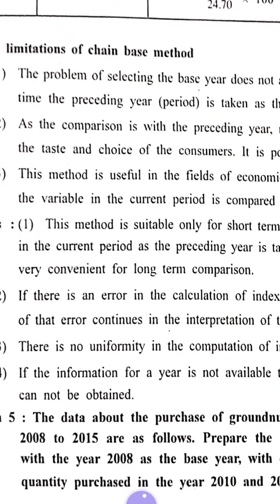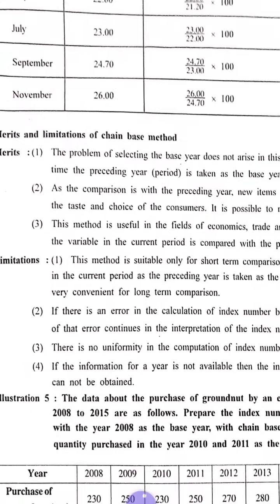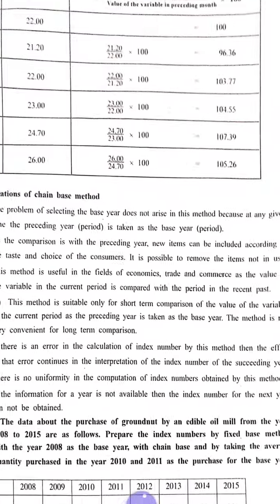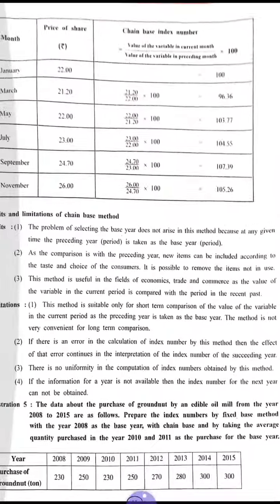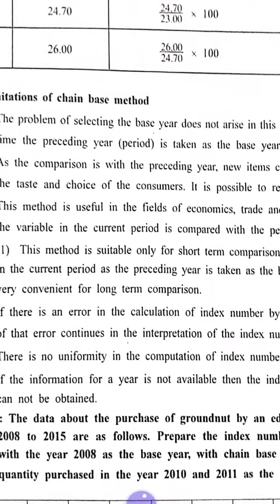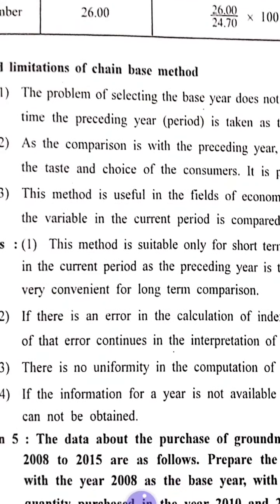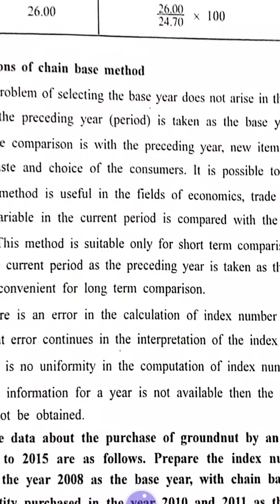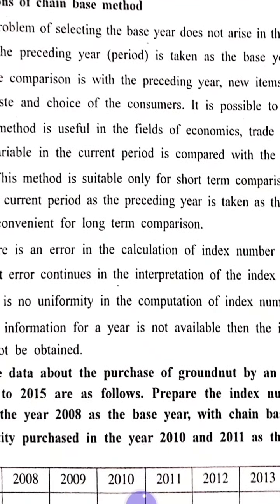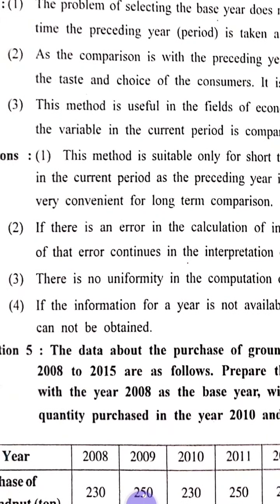Okay, and so that's why you can't over here do any kind of long term comparison. So that becomes one of the limitations, right? That with the chain based index number, you can only do the short term comparison, right? So that becomes one of the limitations. Come to the next one.